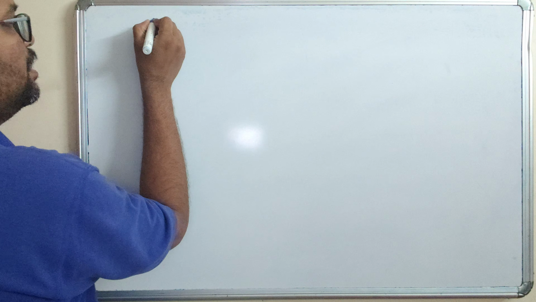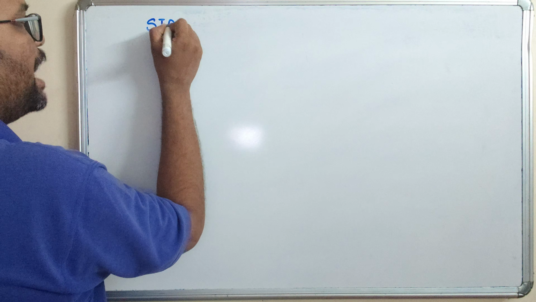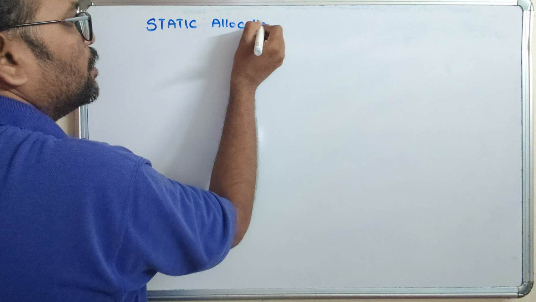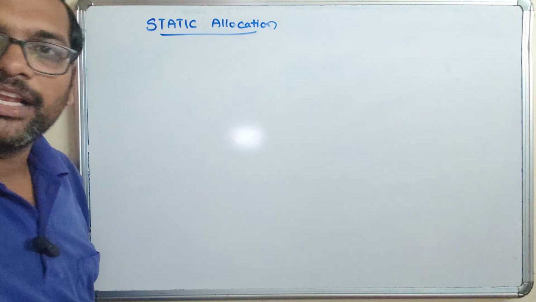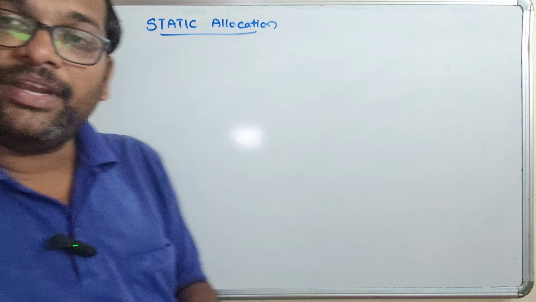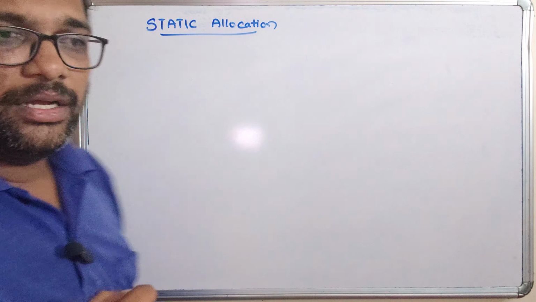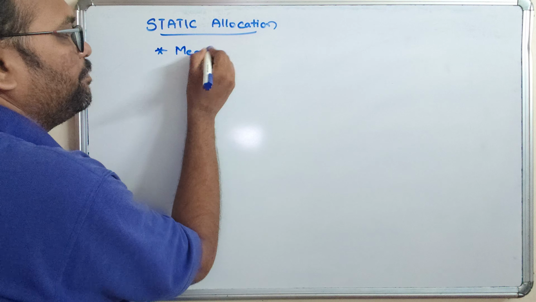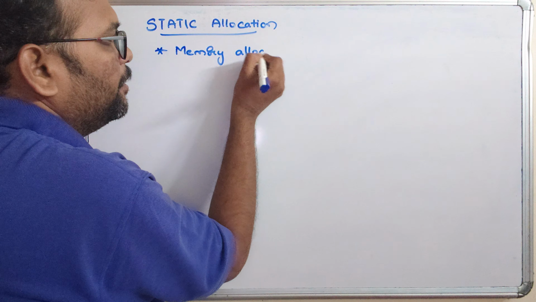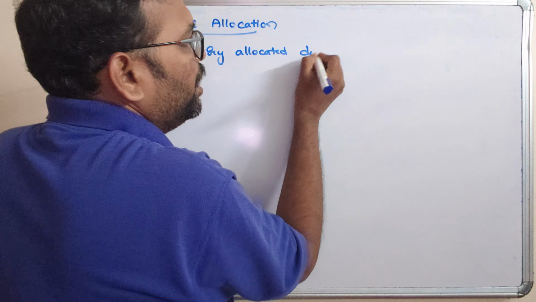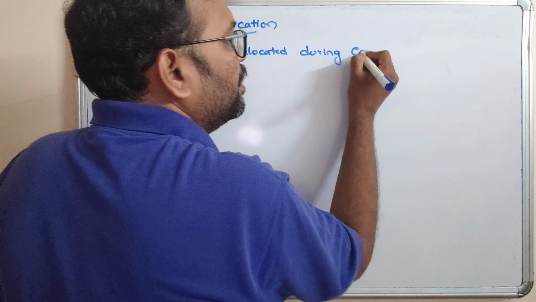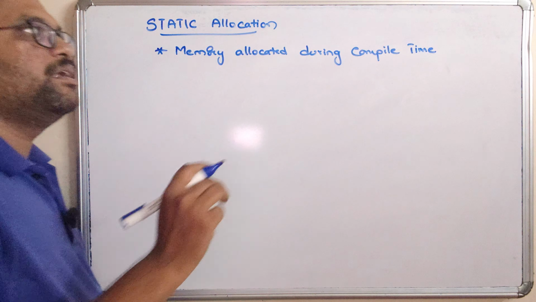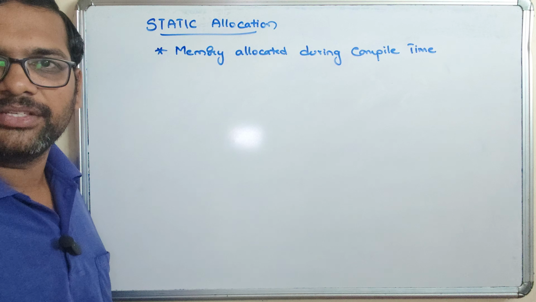So first let us see static allocation. Here the name itself indicates that static allocation means the memory will be allocated during compile time. Memory allocated during compile time only. So before execution, the memory will be allocated to the variables in the static allocation.